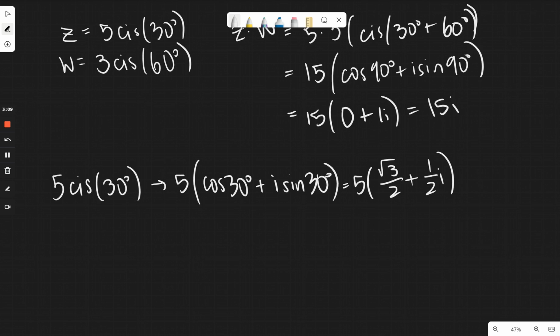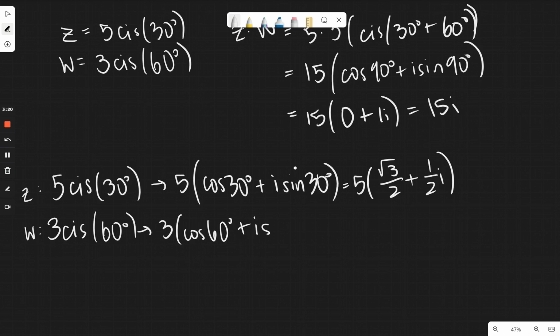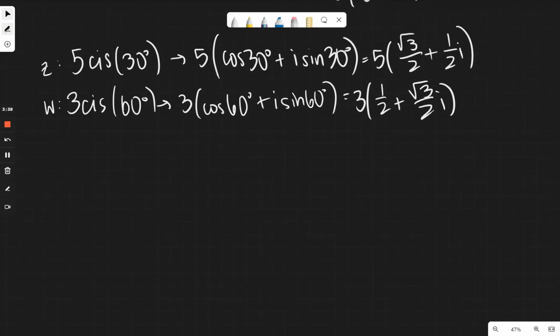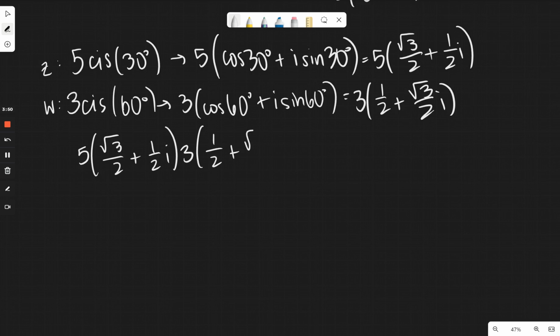So for the next number we have, this is z, this is w, this is 3 cis 60, right? And so we write that as 3 times cosine 60 plus i sine 60 degrees, which is equal to 3 times, cosine 60 is 1/2, plus i sine 60, which is square root 3 over 2 i. And now when we multiply these numbers, well, the 5, so it's going to look something like this: 5 times square root 3 over 2 plus 1/2 i, times 3 times 1/2 plus square root 3 over 2 i.